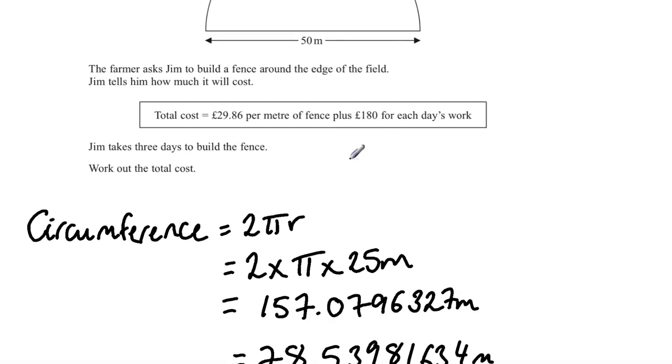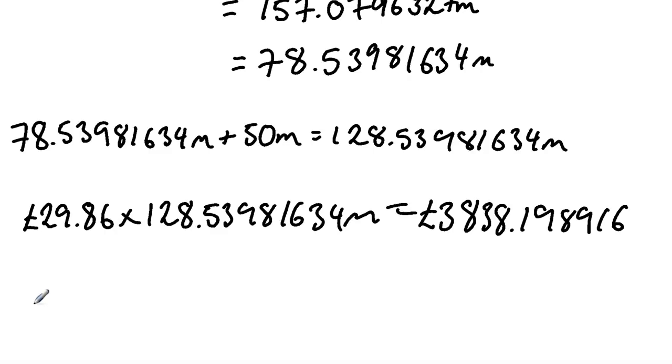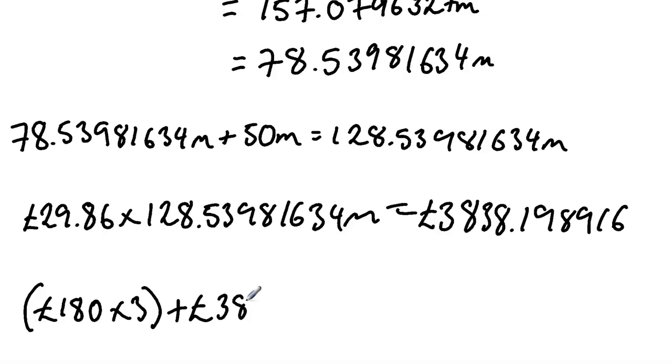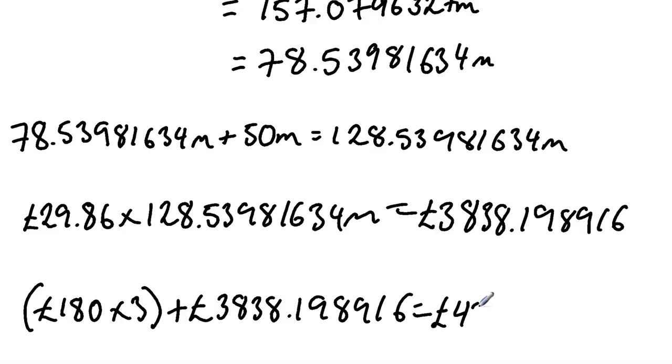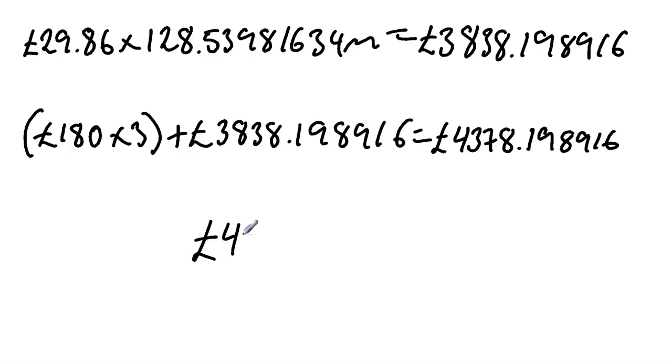We still need to add £180 per day. So it'll take Jim 3 days. So I need to add this to the total. So what I'm going to do now is open brackets, £180 times by 3 plus 3,838.198916, which should equal 4,378.9816. I need to round this to one decimal place, so therefore our answer should be 4,378.2. That's our final answer.